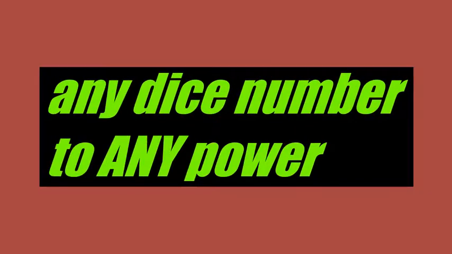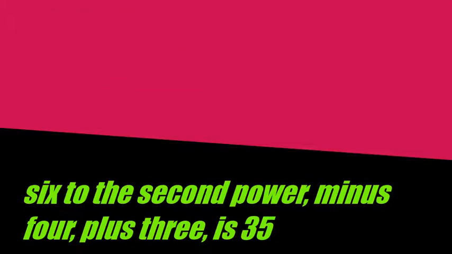In Number Knockout, you can take any dice number to any power. You don't have to roll a power. You can use whatever power you want. For example, let's say you rolled a 6, a 4, and a 3. You could say 6 to the second power is 36, minus 4 is 32, plus 3 is 35. If you wanted to say it faster so that you didn't take up so much time, you could say 6 to the second power minus 4 plus 3 is 35.